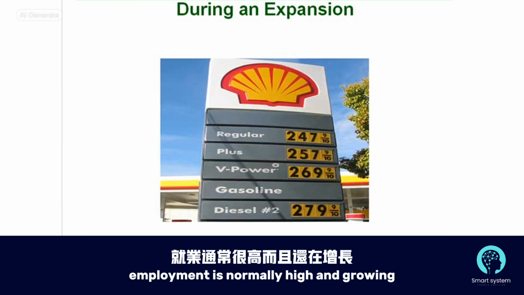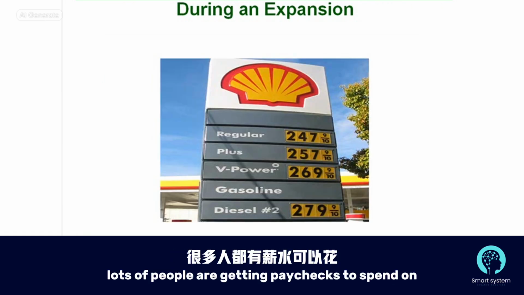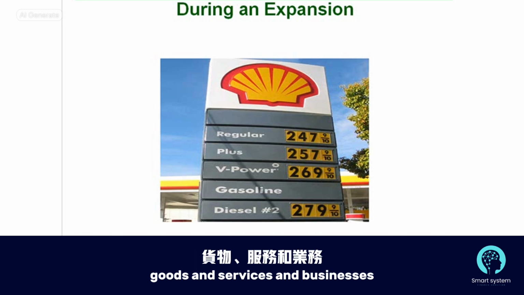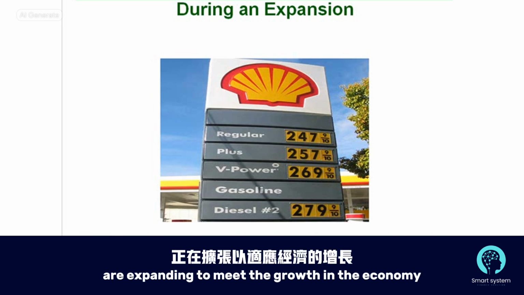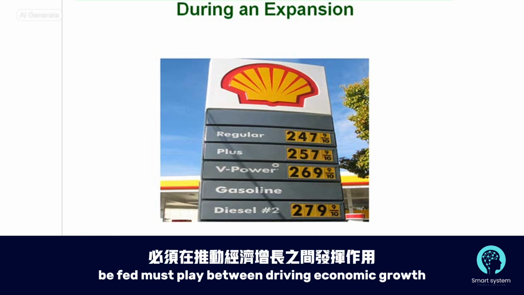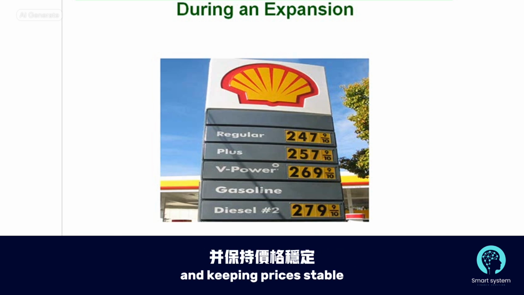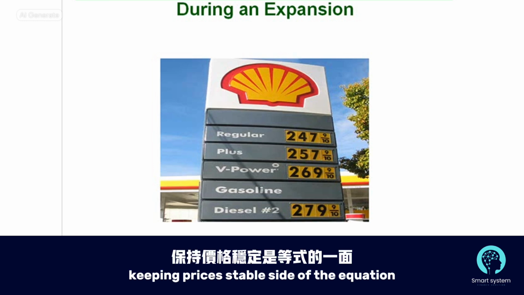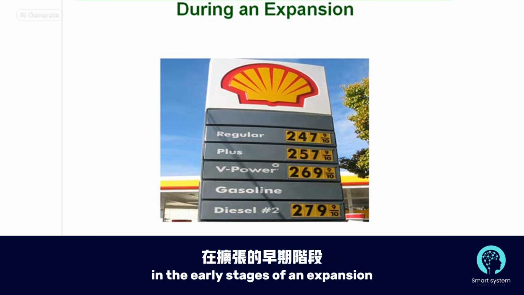During an expansion, employment is normally high and growing, which means lots of people are getting paychecks to spend on goods and services, and businesses are expanding to meet the growth in the economy. It's during this time that the balancing act the Fed must play between driving economic growth and keeping prices stable normally shifts towards the keeping prices stable side of the equation. In the early stages of an expansion, the supply of goods and services can normally keep up with the demand, so prices remain in check.